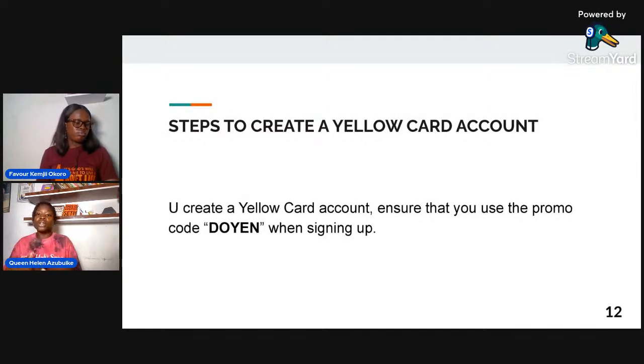If you need guidance, I'm here. But I'm very sure that if you take your time and open the Yellow Card app and spend an hour in it, just like when you download a game and want to play it, you don't need anybody to come and help you play this game. You will just know what to do, where to press and what to do. That's what you will do with the Yellow Card app.